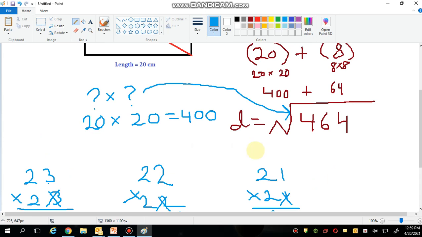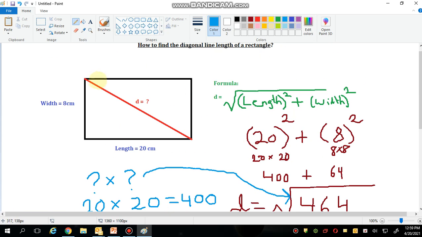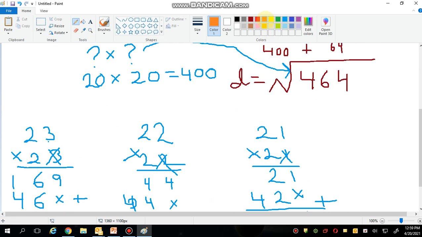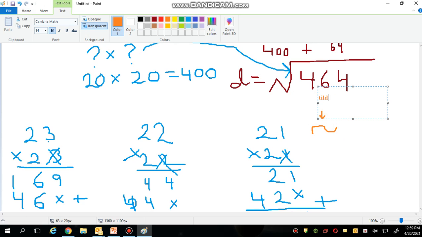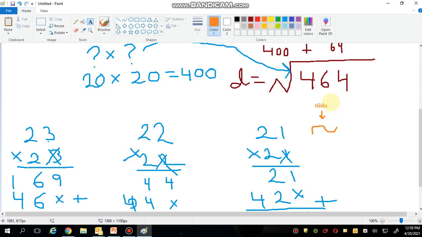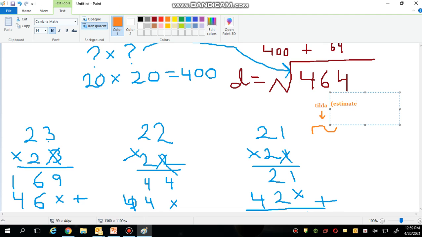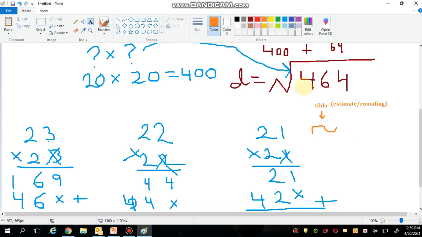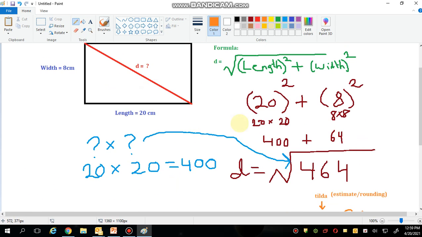That's good enough. So the answer is that the length of this line, the diagonal, is about, and there's a special symbol in math which means about or estimate or rounding. And that symbol is called the tilde. This right here. This symbol is called tilde. You can see this on your keyboard, in fact. And this means about, an estimate. A rough estimate. A good estimate, in fact. So, the square root of 464 is about 21, and in this case the units are centimeters.